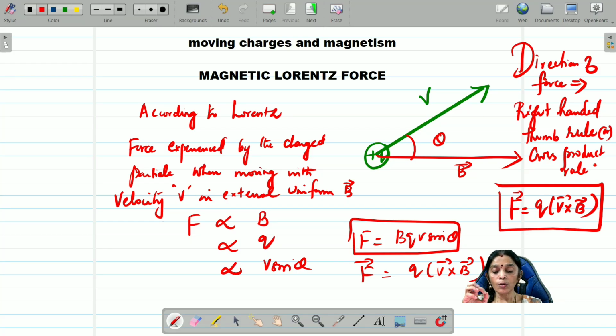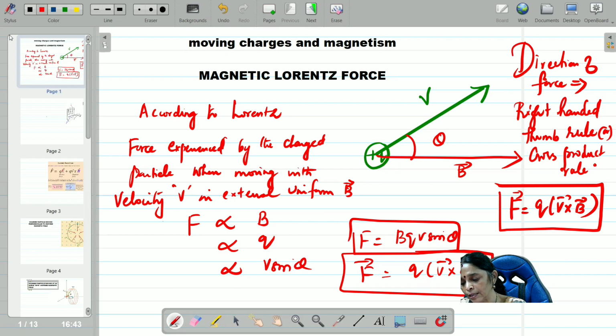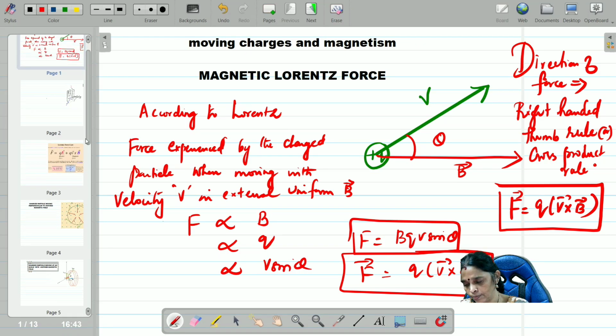So this Lorentz force is meant only for a charged particle moving in the presence of a magnetic field. So the magnetic Lorentz force is F is equal to B q v sine theta. In vector form, F is equal to q into v cross B. If v is perpendicular to B, then the force is maximum. So let us see that same thing here, the magnetic Lorentz force.